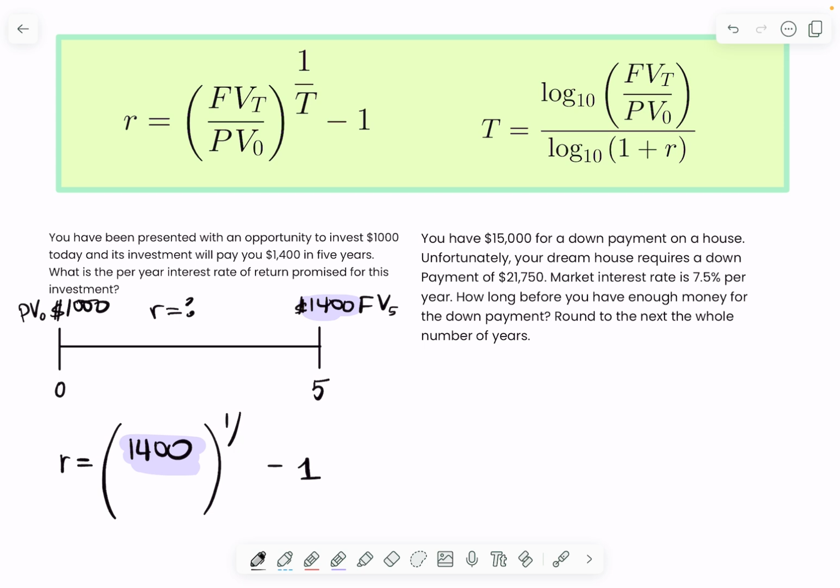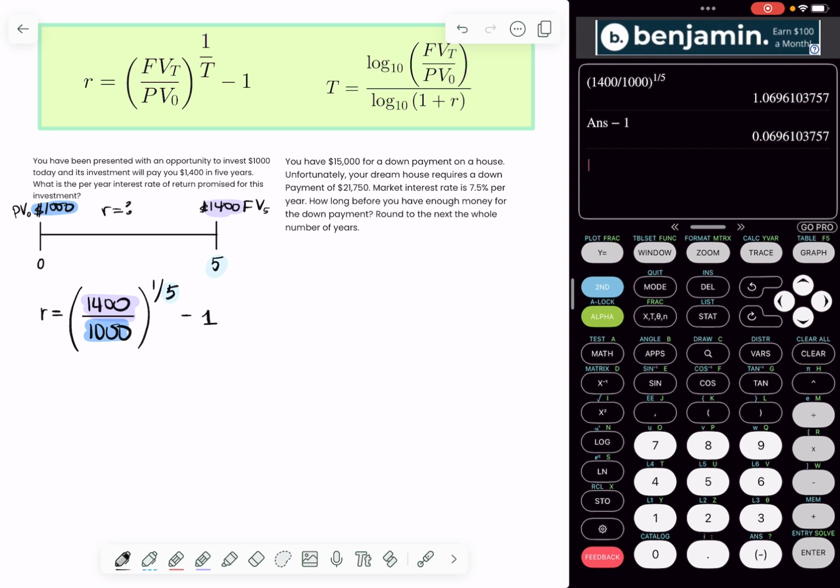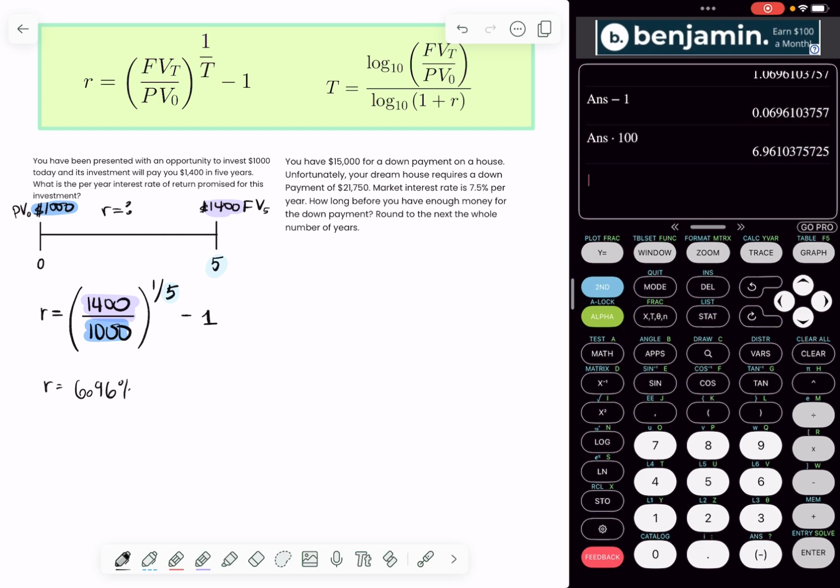So the future value of money is $1,400. The present value of money is $1,000. Time is 5 years. And now you just plug it in. And then multiply by 100 because that's the decimal version. And that is your actual percentage. So your rate is equal to 6.96%, but we can round to just 7%. So pretend it said to round to one decimal place, but since it was a 9, we would have had to do 7% here.